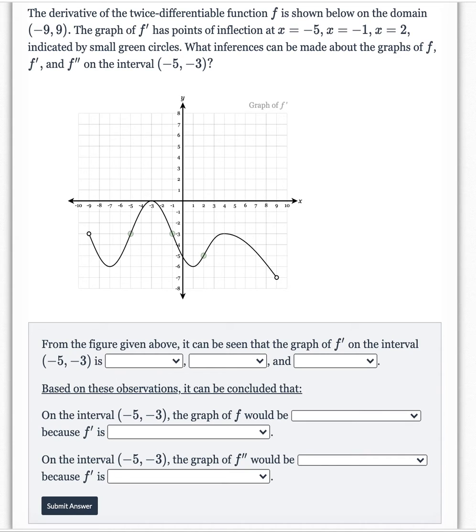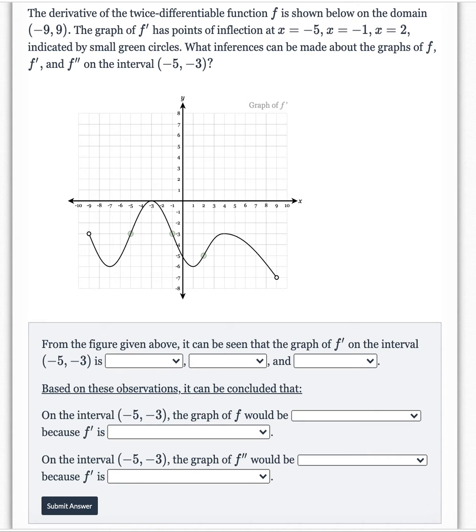We're also going to have to answer the questions related to each graph and focus on the questions being asked in each part. So the background information is that this is a twice differentiable function. It means that you can take the derivative of f prime and also f double prime. They tell you the inflection points are at negative 5, negative 1, and 2, indicated by the small circles. Again, inflection points are where the graph changes from concave up to down or from concave down to up.